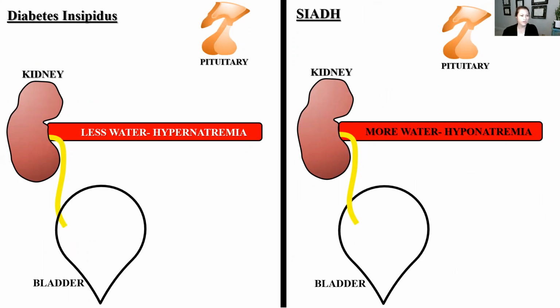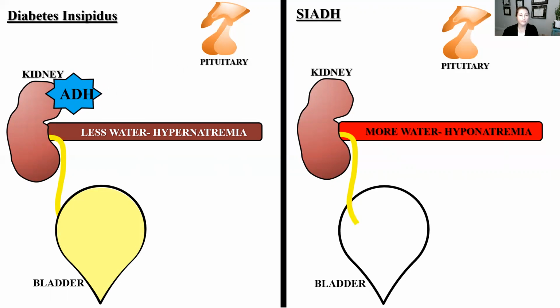We've got the pituitary gland on the top right there. We've got our kidneys, and our bloodstream, which is simulated by that red area. Then we've got our bladder, which simulates our urine production. In diabetes insipidus, we don't have enough ADH. ADH is an anti-diuretic hormone. It's what tells us to conserve water.